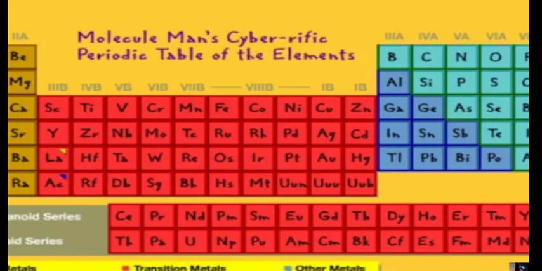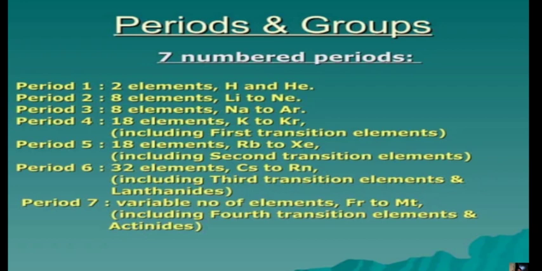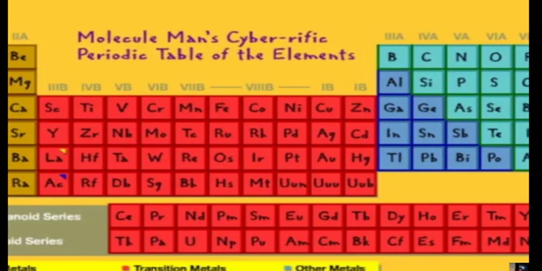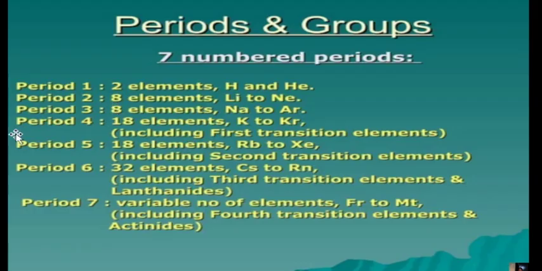Moving ahead, you will notice that the periodic table is segmented, as we said, into straight vertical columns and then horizontal rows. There are 7 periods of the periodic table, and in the first period we just have 2 elements. In the second period we have 8 elements. In the third period we also have 8 elements. In the fourth period we have 18, fifth period 18, sixth period 32 elements, and then in the seventh period there is a varying number of elements.